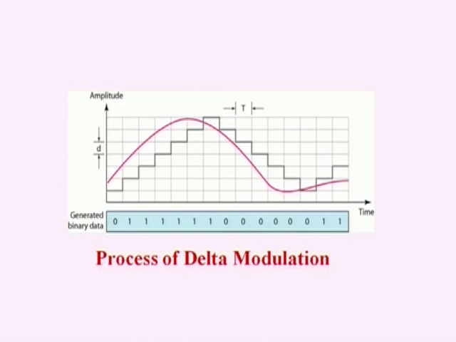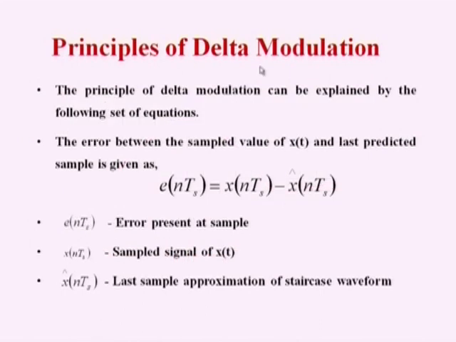This shows the quantized signal, the original signal, and the generated binary data. We will see how this data is generated. The principle of delta modulation can be explained using these equations.